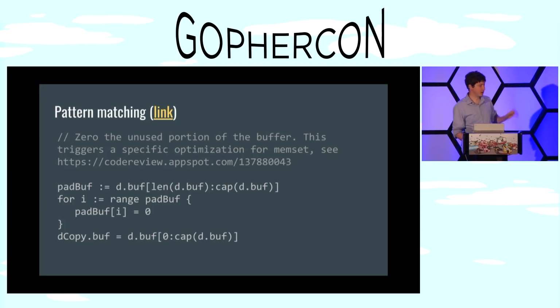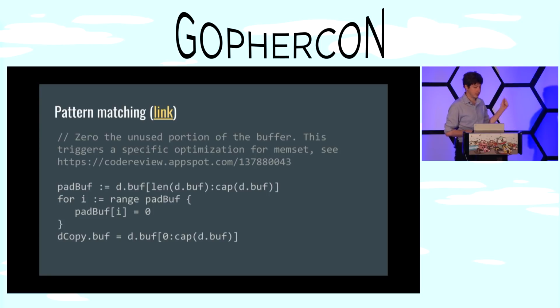So the Go compiler knows that zeroing memory is a thing that people do a lot. And it has a capability called pattern matching, where when it sees patterns of Go code that it knows it can do more efficiently in some kind of underlying system function, it will replace that Go code with that underlying system function.